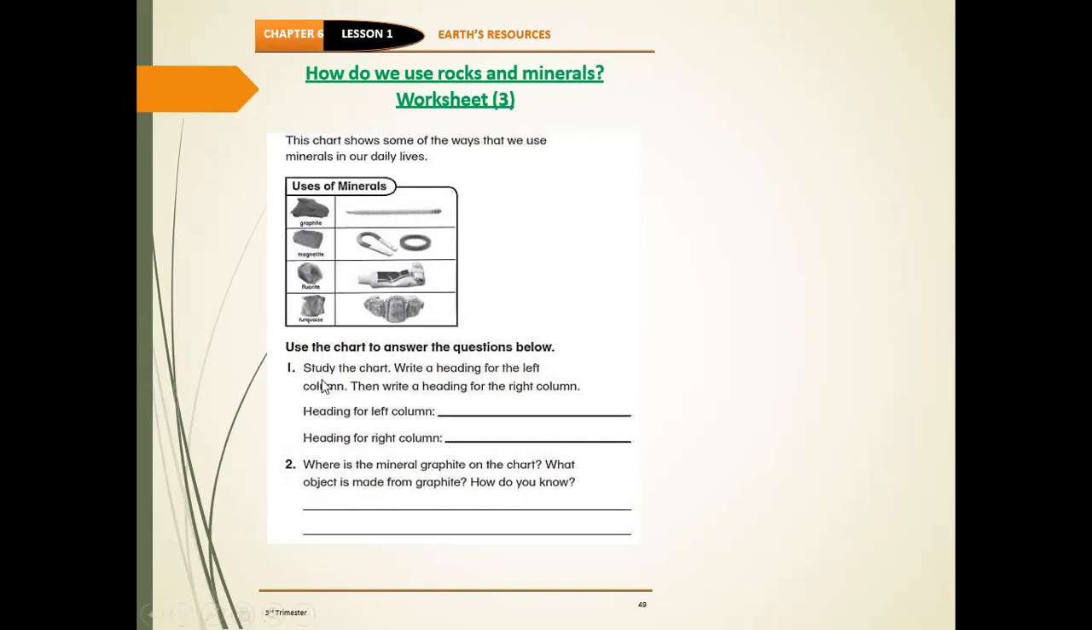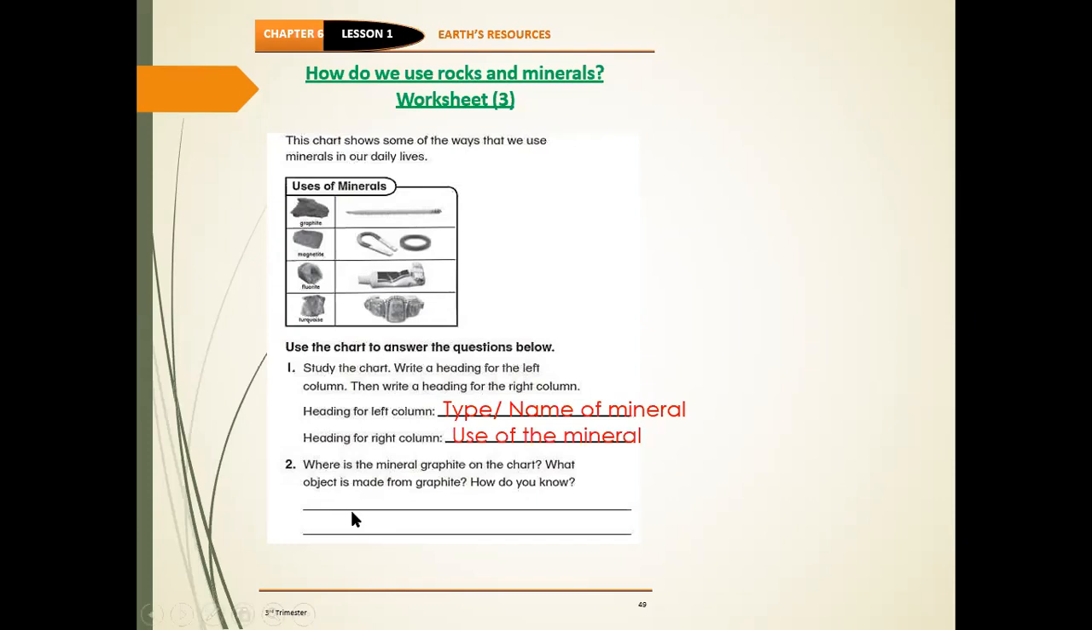Number 1, study the chart, write a heading for the left column. Can you see the left column here? What is this? If I want to give it a title, heading means a title, I will give it what? It will be type or name of the mineral, right? What about the heading for the right column? This is the right column, so he wants you to put a title. It will be the use of the mineral. This is the name or the type of the mineral, and this is the use of it, okay?